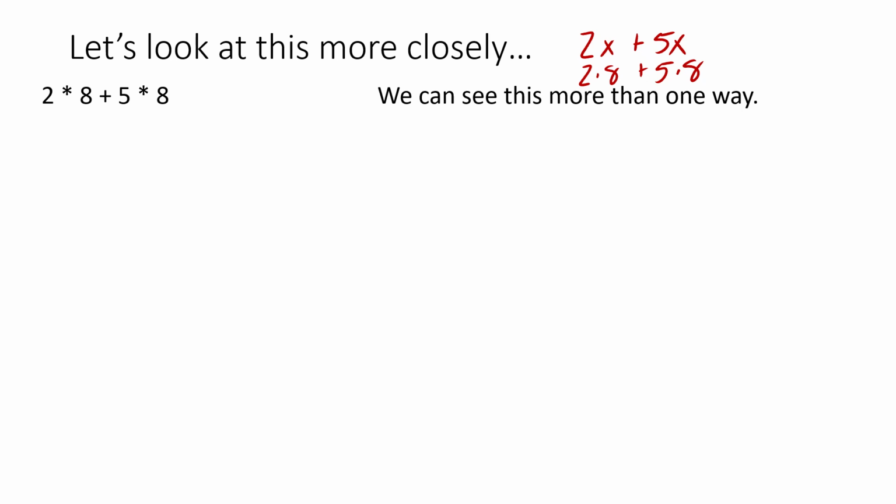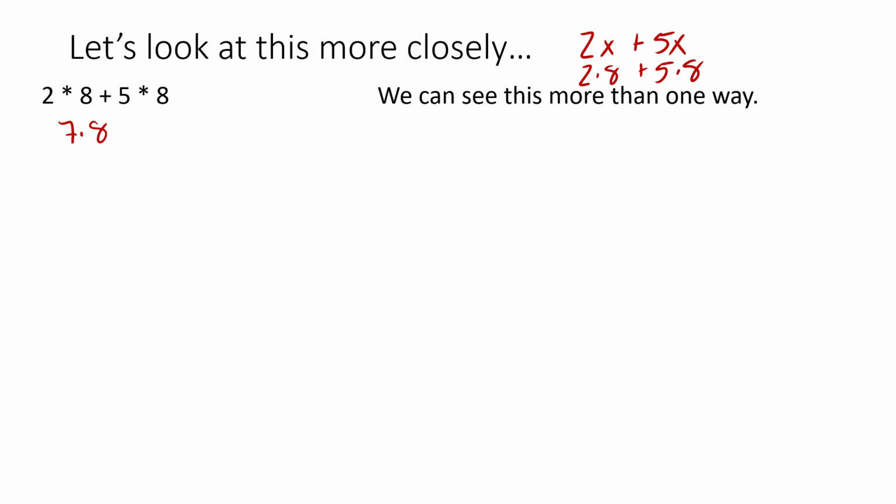Well, if 2x plus 5x is 7x, then 2 times 8 plus 5 times 8 would be 7 times 8. In other words, you can add the 2 and the 5, and the 8 would be along for the ride. Now, I have written over there on the right, we can see this more than one way.